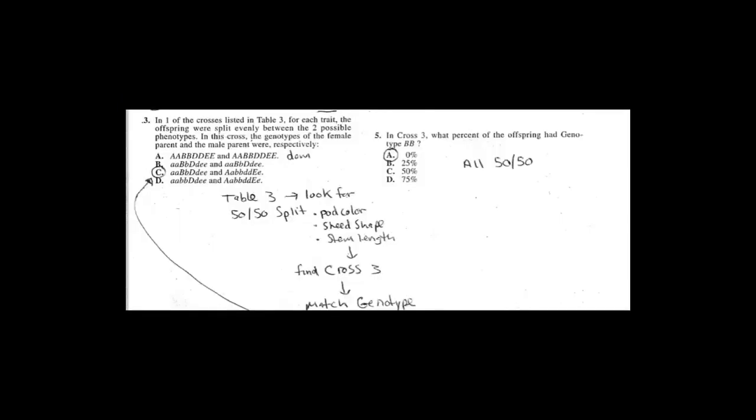Test 68A, Science Practice Problem number 3. Number 3 says, in one of the crosses listed in Table 3, for each split, the offspring were split evenly between the two possible phenotypes. In this cross, the genotypes of the female parent and the male parent were, respectively... First thing we want to do is extract the information that we're going to need here. First of all, we need to go to Table 3, and then we need to see which one says an even split between the two possible phenotypes. An even split means 50-50.